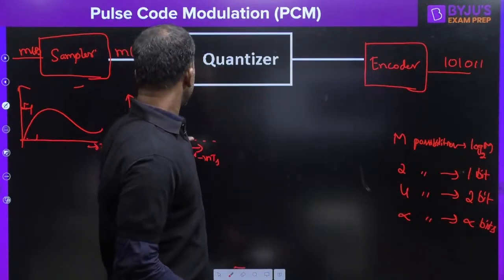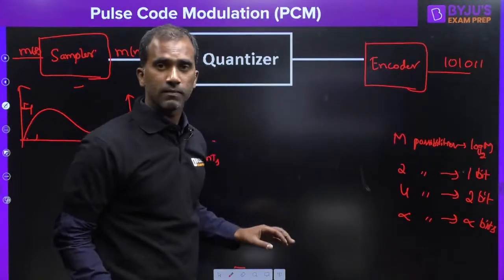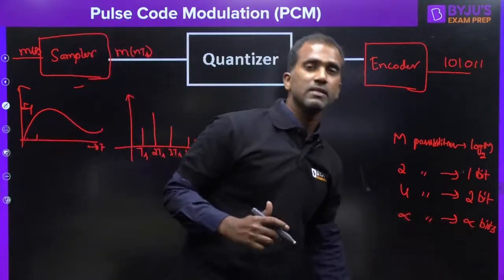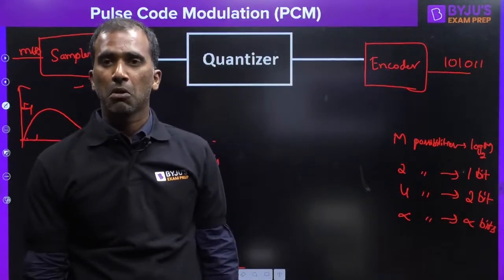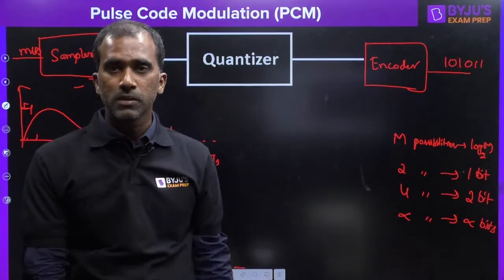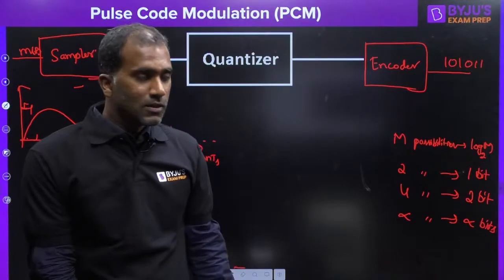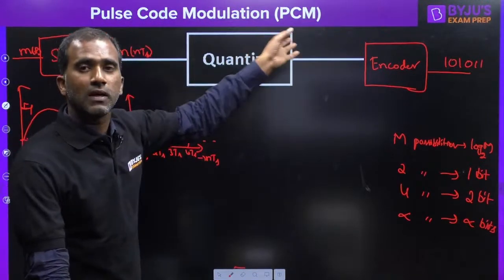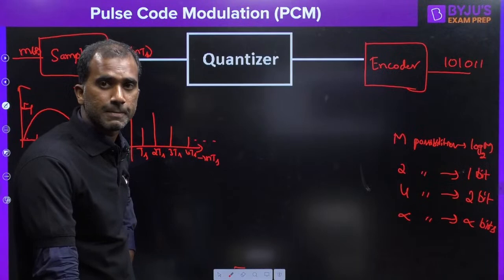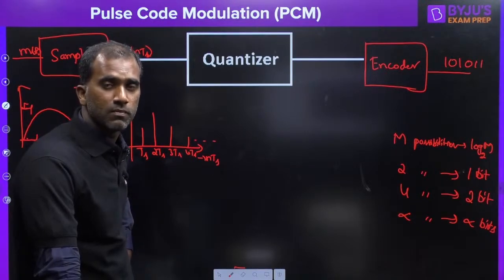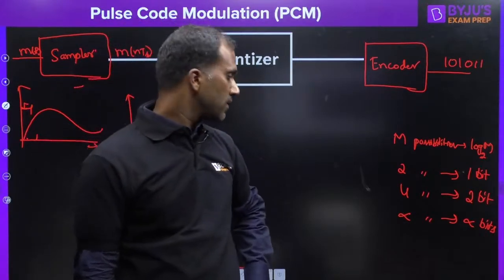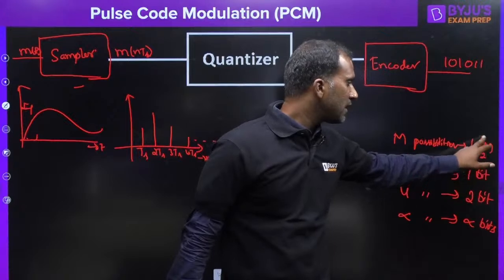So if you're trying to convert these samples into bits using an encoder, without a quantizer, we need infinite bits. Is it possible to use infinite bits? Not at all possible, because if you're using infinite bits, we need infinite bandwidth and infinite storage, which is not possible. So without using a quantizer, if you want to convert an analog signal to a digital signal, we need infinite bits, which is not possible. So what should we do? Infinite bits is not practically possible. What is practically possible? Finite bits. So we want finite bits instead of infinite.